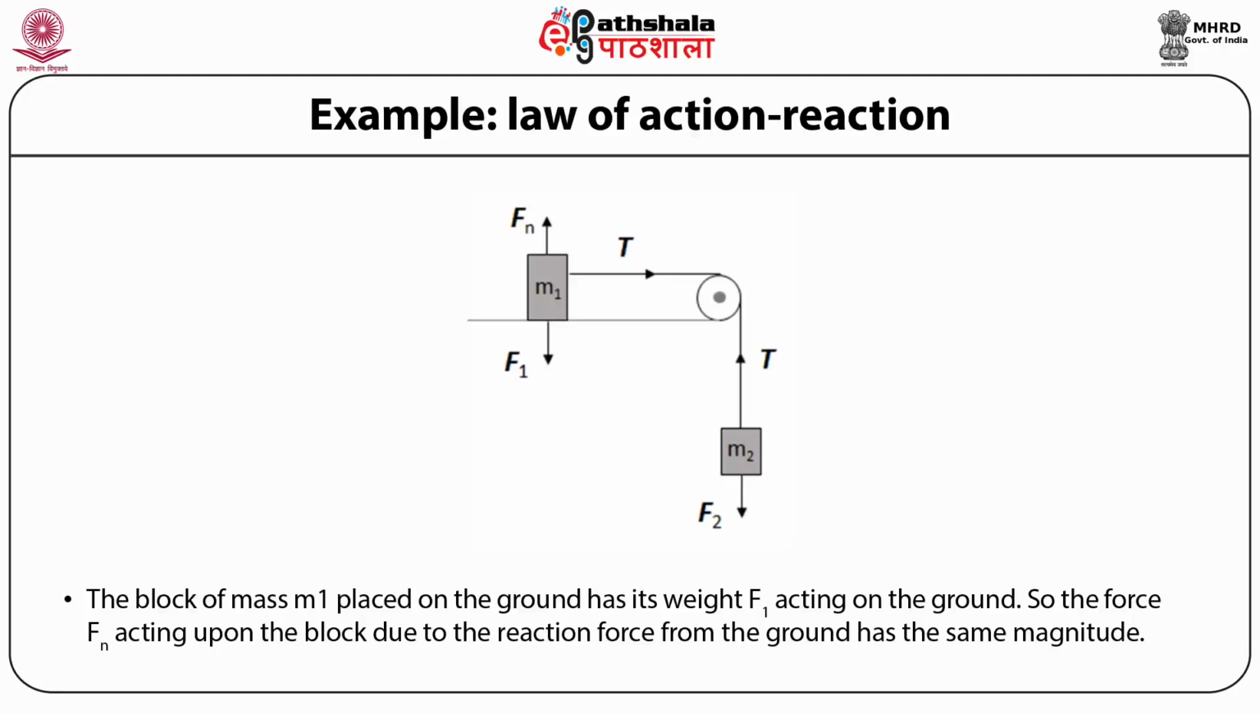So if the whole system is not moving, meaning that the net force on the whole system is 0, then the force F2 has to balance T, or T has to get balanced by F2. Similarly, the net force on object or body M1 has to also be 0. So accordingly, the T, which has the direction as shown, has to get balanced.